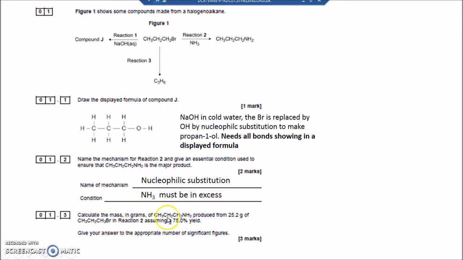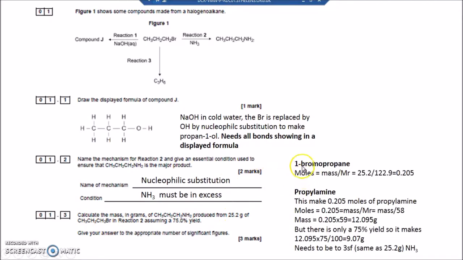Calculate the mass in grams of propylamine produced from 25.2 grams of 1-bromopropane in reaction 2, assuming a 75% yield. Well, let's work out what the yield would be if it were 100%, and then we can convert it to 75% at the end. 25.2 grams of 1-bromopropane. So what I've got to do first of all is, moles is mass divided by Mr.